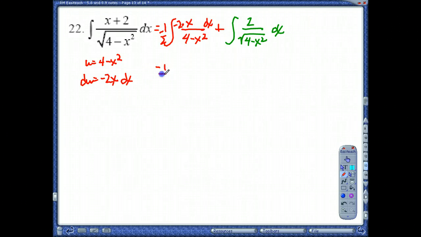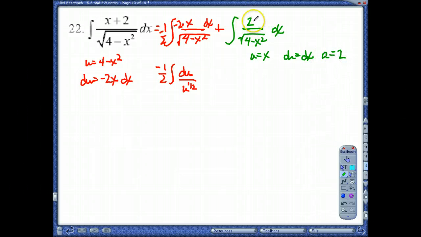So now this is negative 1/2 times the integral of du, oopsie, I lost my square root, over square root of u, or u to the 1/2. So the red guy is ready to go. Now the green guy, he needs a little bit of work. I've got 2 over the square root of 4 minus x squared. Ooh, that's an inverse trig function. My u is going to be x, so my du is going to be just dx. My a is going to be 2. Well, I don't need that 2 here on top, so I'm going to pull it in front.